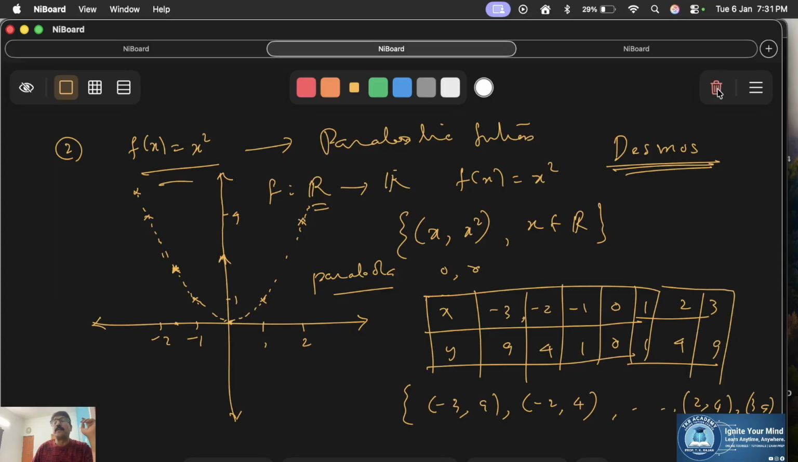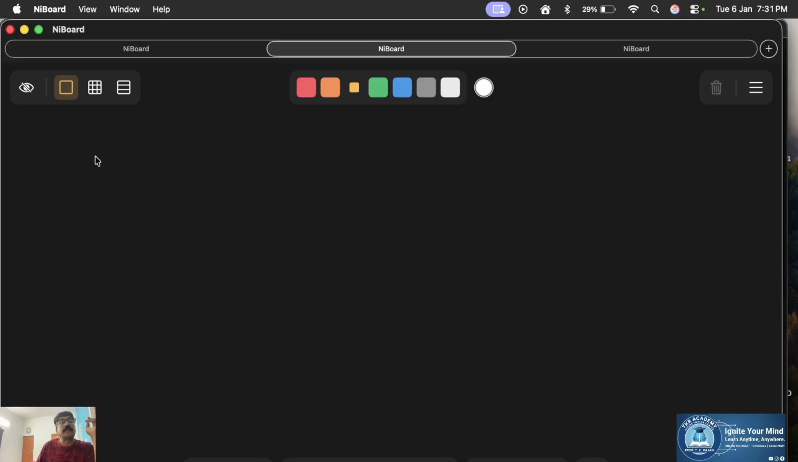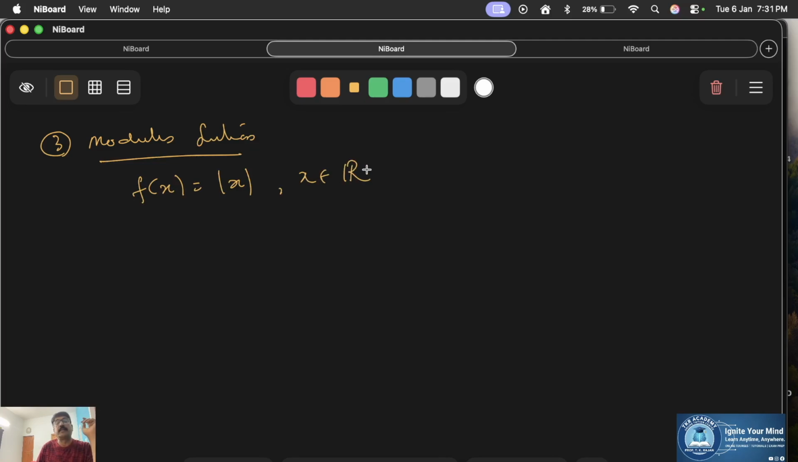Now, another important function is the modulus function. Third one, modulus function. That is, f of x is equal to modulus of x, where x is in the set of real numbers. That is, the domain is all the real numbers, and every element is taken to its absolute value. Modulus of x means absolute value.